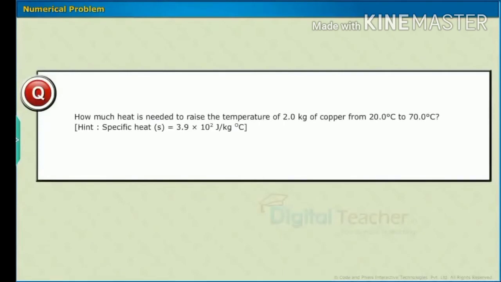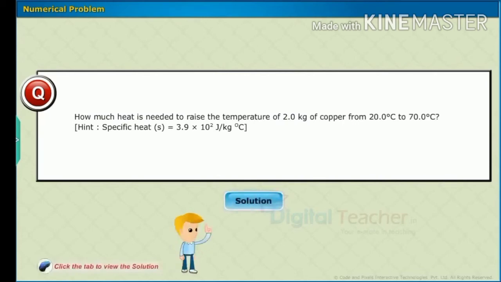Numerical problem. How much heat is needed to raise the temperature of 2 kg of copper from 20 degrees Celsius to 70 degrees Celsius? Hint: specific heat is equal to 3.9 into 10 square joules per kg degree Celsius. Click the tab to view the solution.